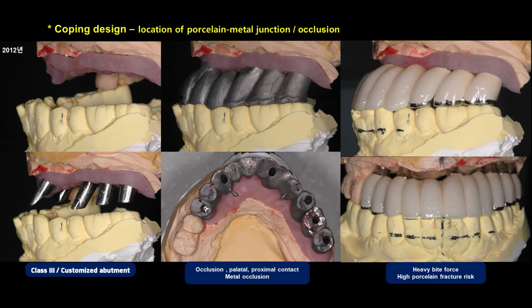So for class 3, because of the strong force, most crossbite patients do not like it. So you go with edge bite, but the end of the edge bite could result in porcelain chipping.